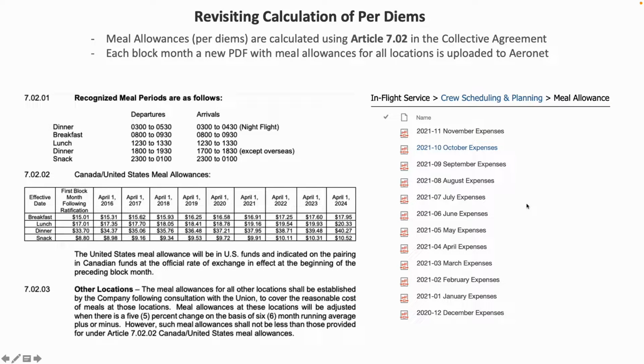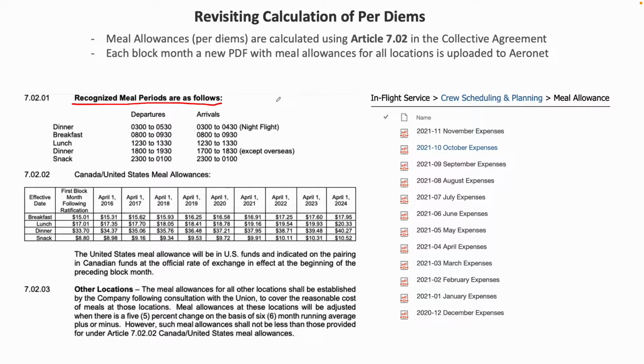So let's revisit the calculation of per diems. Meal allowances, what we call per diems more commonly, are calculated using Article 7.02 in the collective agreement. What we focus on are the recognized meal periods. These meal periods apply to Canada and US meal allowances in general, and then also some of our other destinations that don't fall into the overseas classification.